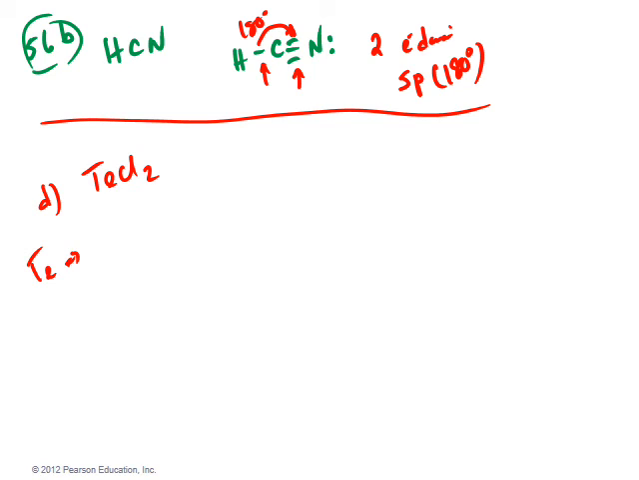Tellurium. Now tellurium is in the same group as oxygen, and that's in group 6A. That should have 6 valence electrons. Each Cl has 7 electrons, and 2 of them would have 14. So altogether we have 20 valence electrons.